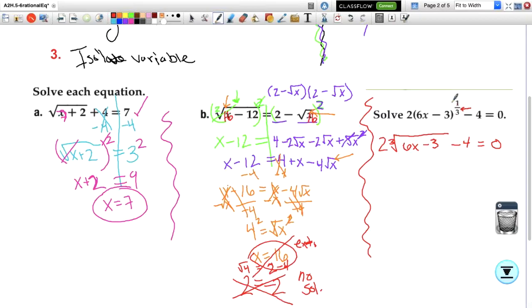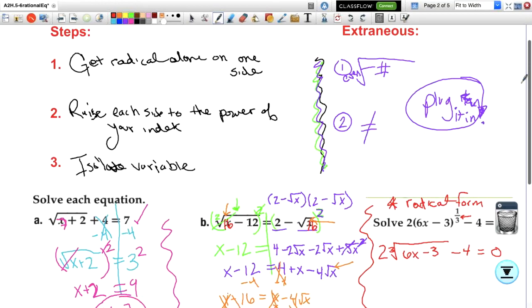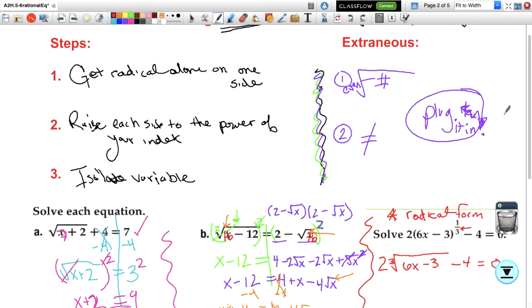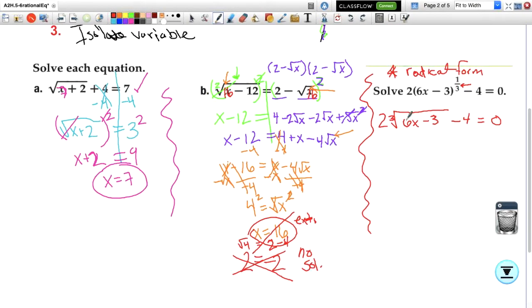Okay, so if we have a fractional exponent, our first step really should be to write it in radical form. Once it's in radical form, you can follow the 3 steps that we had already outlined. Now that it's written with a cube root, I'm going to get my radical alone on one side, and then to cancel out the cube root, I'm going to cube it. So to get this alone, I see it's being multiplied by 2, and there's a minus 4. So my first step has to be to add 4 to both sides.